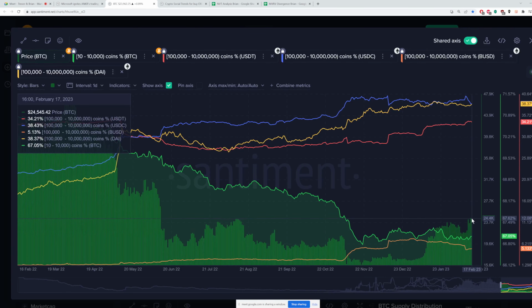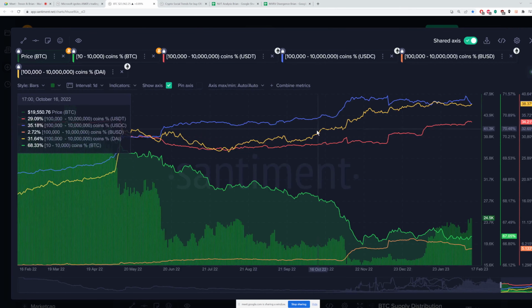And even with Bitcoin making that final push at 25K, we saw the addresses really being stagnant at best. They hold about 67.05% now versus about 70.86% a year ago. So they're still almost 4% down compared to where they were 1 year ago. However, a little bit up since late November. So there's a positive sign there.